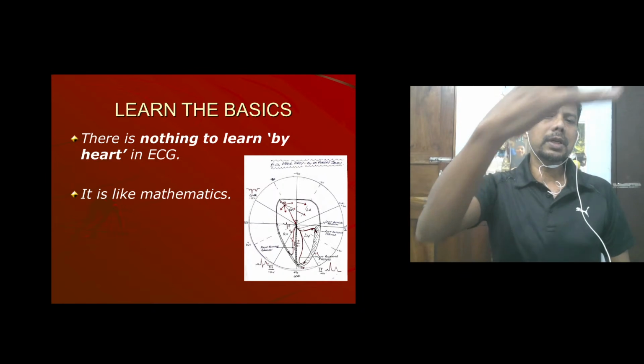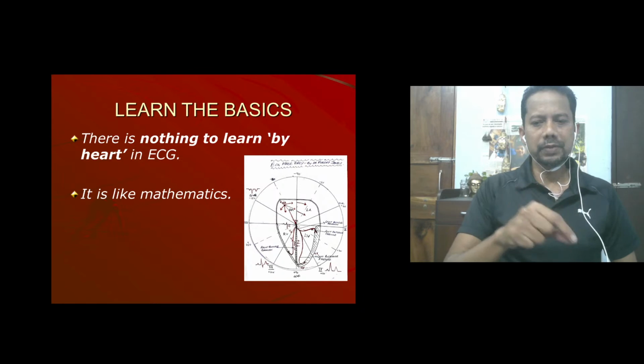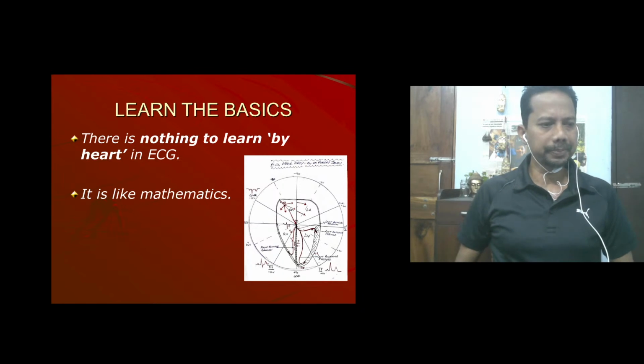And because the impulses are coming towards lead 2, all the complexes are very nicely formed in lead 2. P will be good, QRS will be good, T will be good.